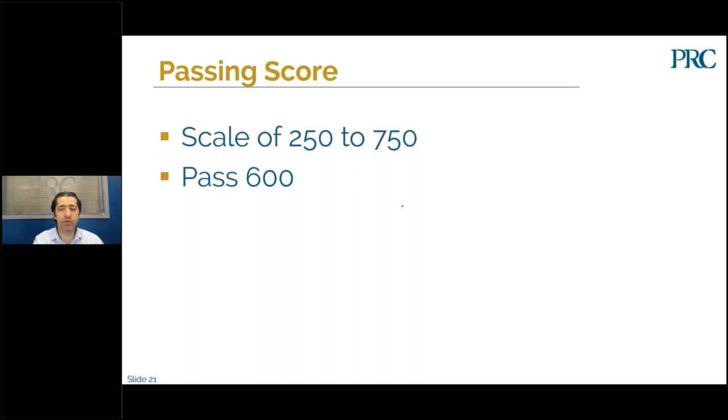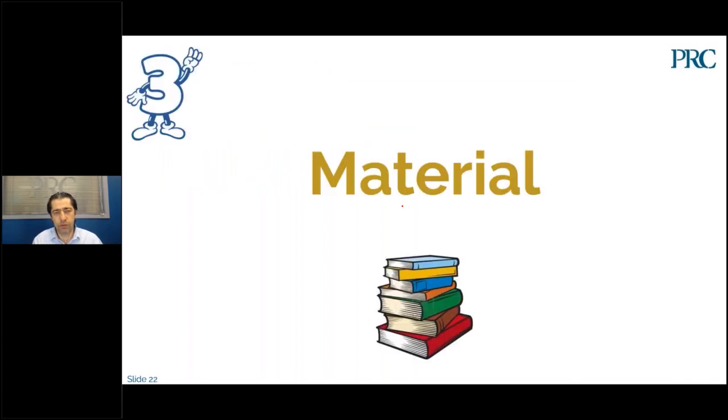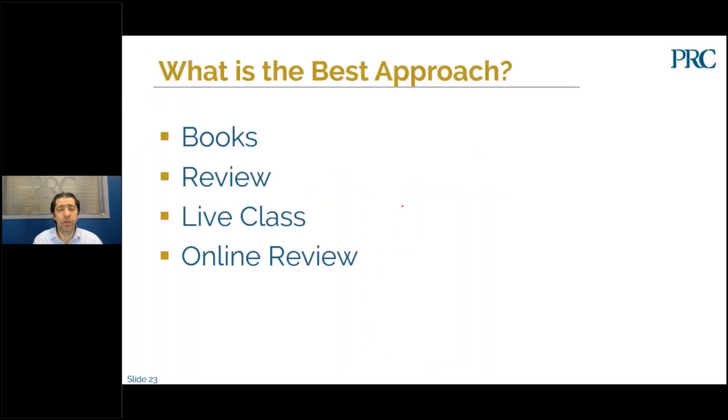Now, pillar number 3 is the material you use. Of course, there's a lot of material out there. There are a lot of books out there. There is a lot of background material out there that you can go through. Generally, you have to select what's best for you. Sometimes candidates prefer to study from books. Sometimes they prefer to study from review material. Sometimes they prefer to attend live classes, and sometimes they do an online review.